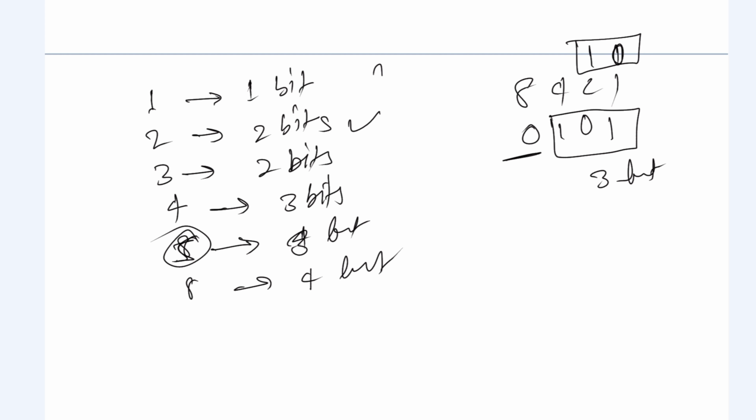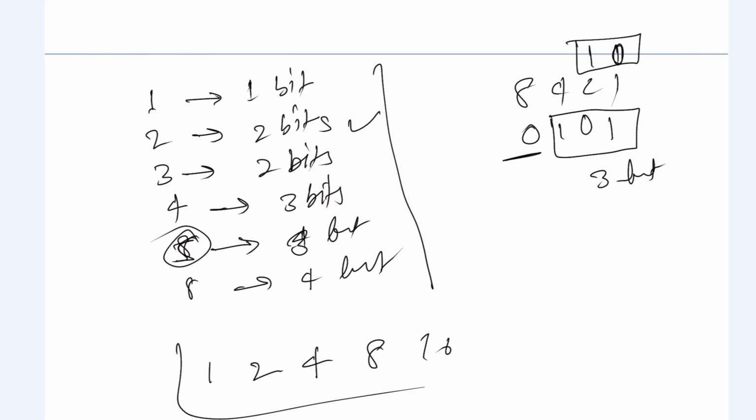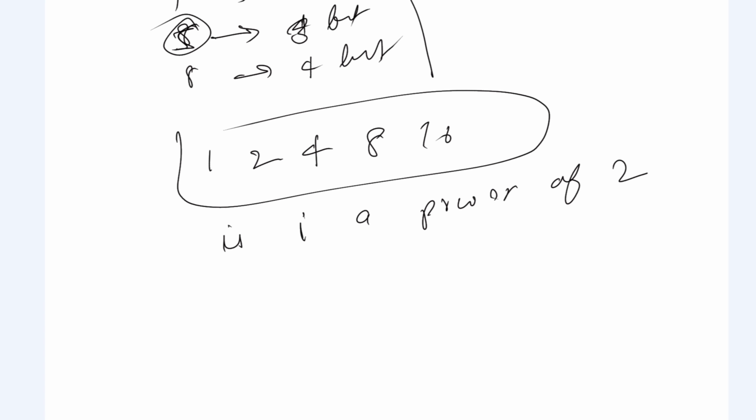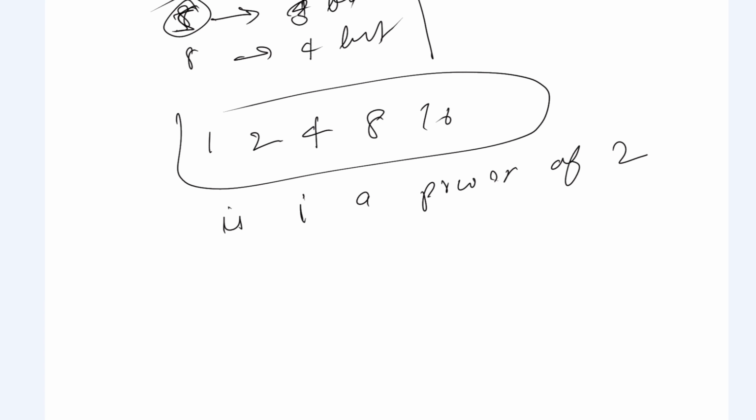If you notice something here, the number of bits increases only at powers of 2: 1, 2, 4, 8, 16, like that. So instead of calculating the length every time, we just need to check whether i is a power of 2. How will we find that? We have to find how.